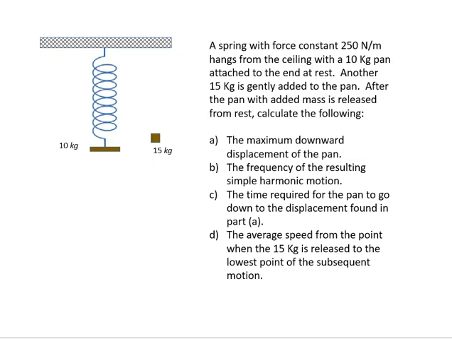We'll look for how much time it takes for the pan to go from its initial position to that lowest point. And then we'll find the average speed of the 15 kilograms from when it's placed in the pan to when it reaches its lowest point.